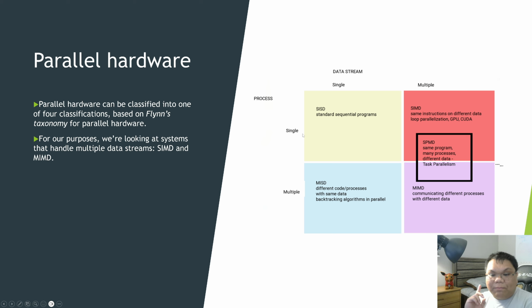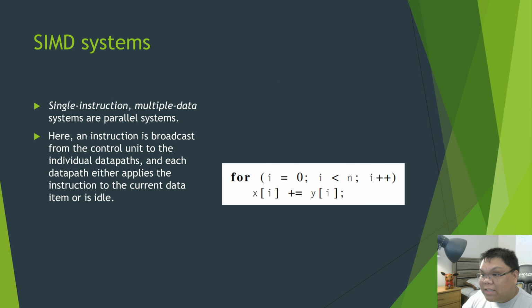So remember this diagram from earlier? This is called Flynn's taxonomy. Flynn's taxonomy is a way of classifying parallel hardware into one of these 4 or like 5 categories. We're going to be looking more towards the right column. SIMD and MIMD, and of course SPMD as well. So SIMD systems are parallel systems.